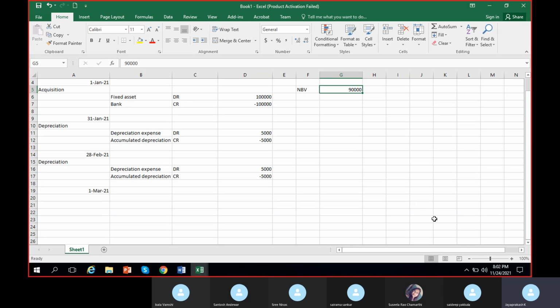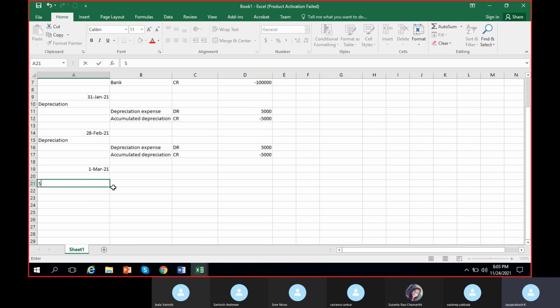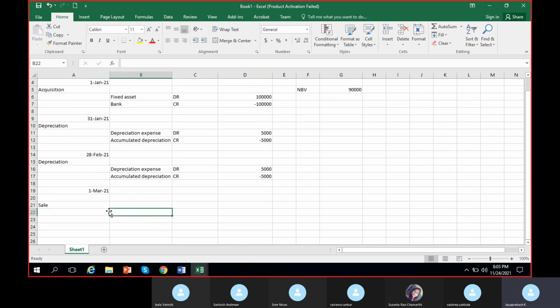Either the profit or the loss that you receive on the sale or disposal of a fixed asset should be accounted properly. So let's see how the accounting has to be completed when we sell a fixed asset. I'll take you through. Suppose I'm selling it on 1st of March, as I told. Okay, sale of the asset. So what will be the entry usually when I sell a fixed asset?